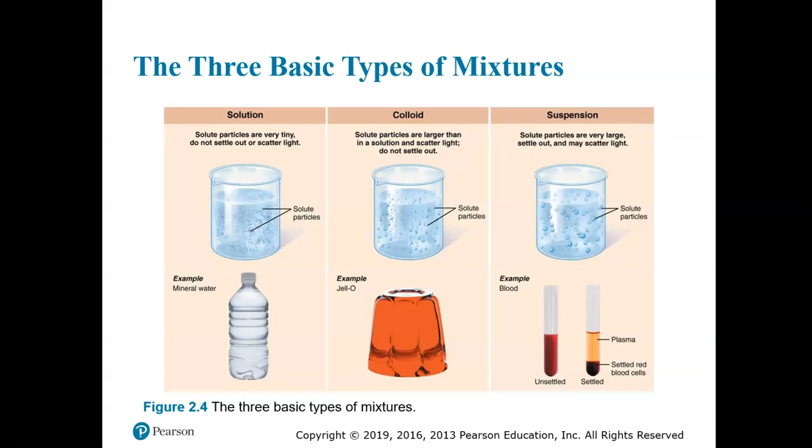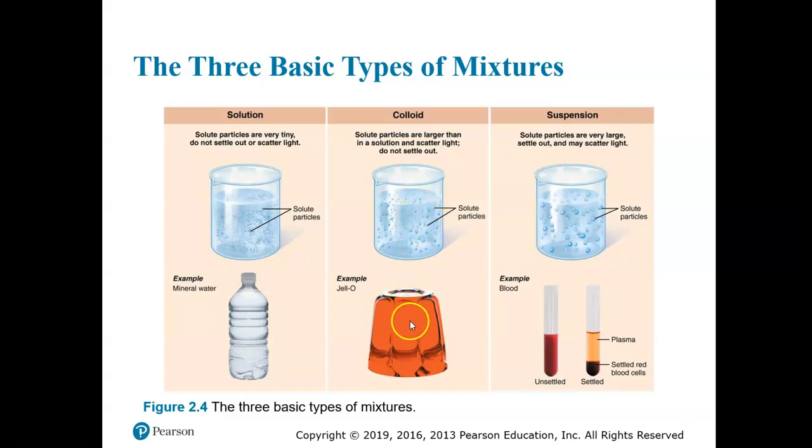But we're looking at the three basic types of mixtures. You can have a solution, a colloid, or a suspension. And a solution is just, for example, salt water. If you have a solution of salt water, light can pass all the way through it. It's completely transparent.